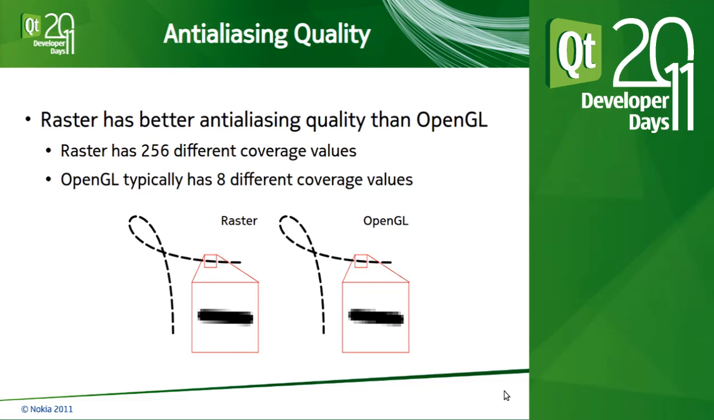When it comes to anti-aliasing quality, the Raster paint engine is better. The Raster paint engine has 256 different coverage values. So in this illustration, you can see 256 different gray values along the edge of this dashed line. On OpenGL, on the other hand, if you're able to see it in the close-up here, you see that along the line you have fewer gray values. And you typically get 4 or 8 different coverage values in OpenGL if you use multi-sampling.